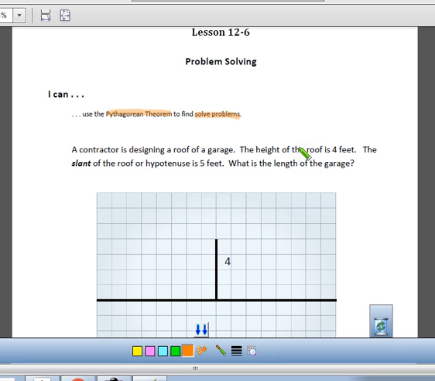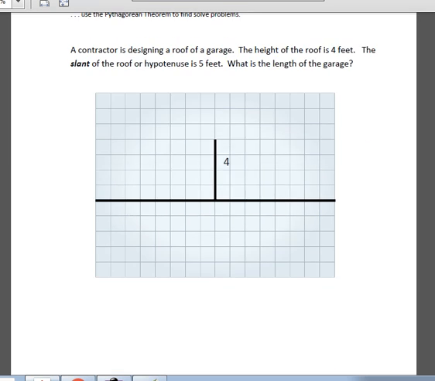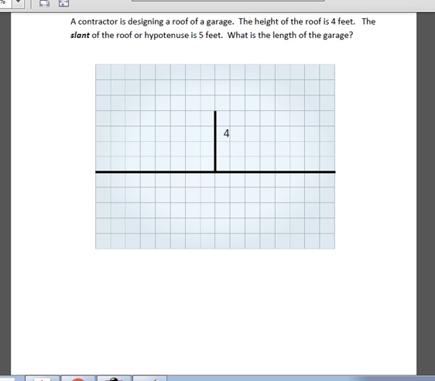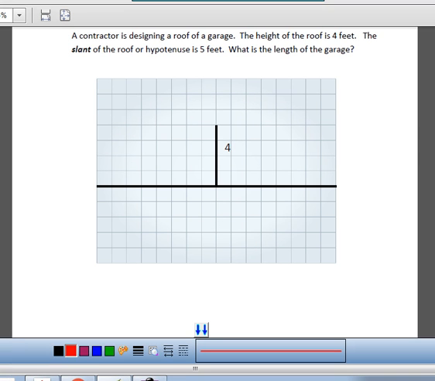Alright, so our first example on page 33 is a word problem. A contractor is designing a roof of a garage. The height of the roof is 4 feet. The slant of the roof, or hypotenuse, is 5 feet. What is the length of the garage? Now, actually I'm going to move the screen up so I can have some workspace. So, we need to find the length of the garage.